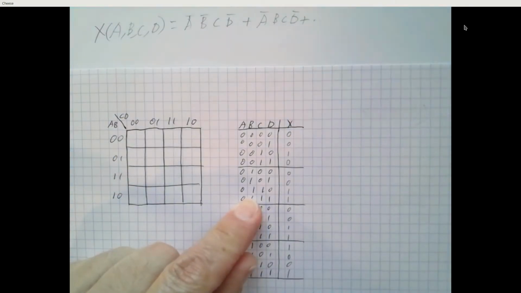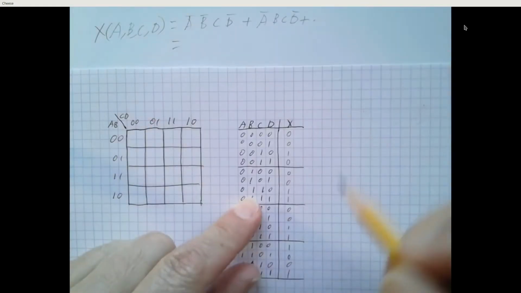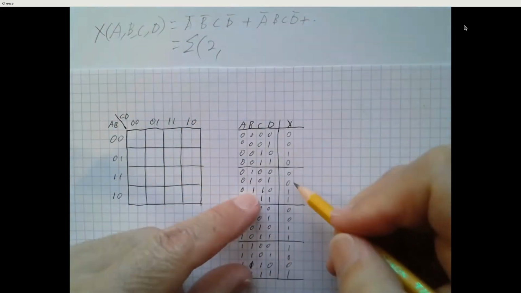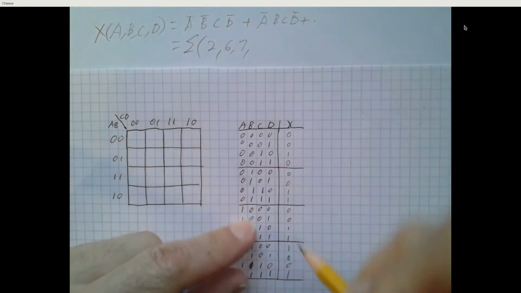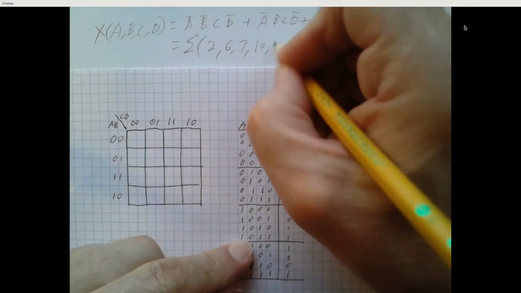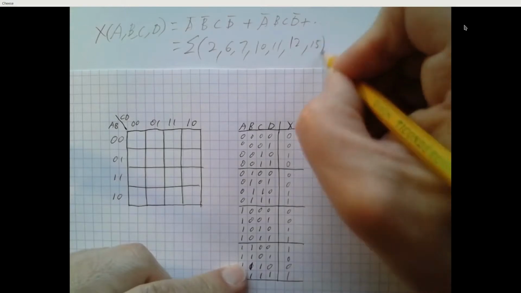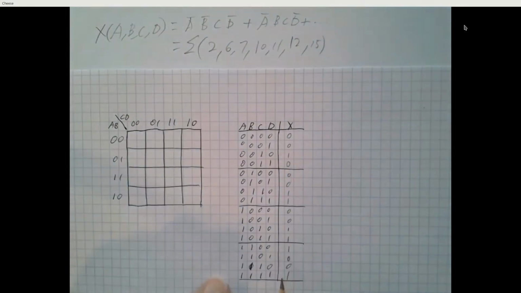and so on. And we can write this in compact form as simply the sum of minterms 2, 6, 7, 10, 11, 12, and 15. And you have to actually count these up and figure out which row corresponds to which minterm. But if I didn't make a mistake, those are the rows where we have 1s.